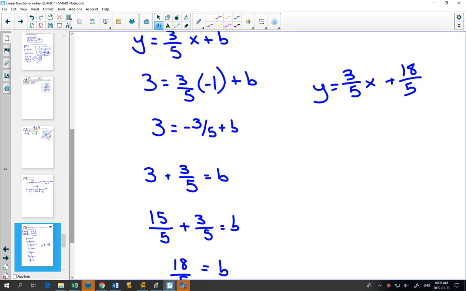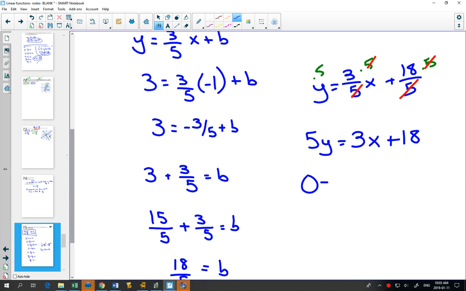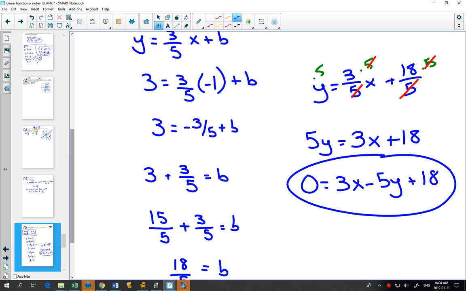So if you multiplied everything by 5, well, this 5 would simplify with this 5, and this 5 would simplify with this 5, and we just get 5y equals 3x plus 18. And now we make one side equal to 0. And I guess changing to general form wasn't that bad.